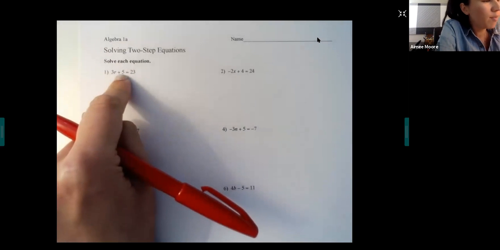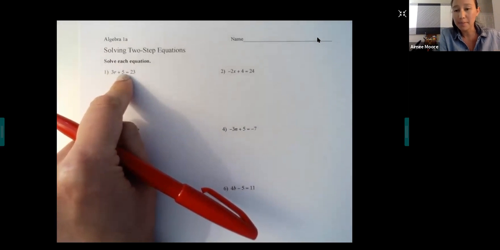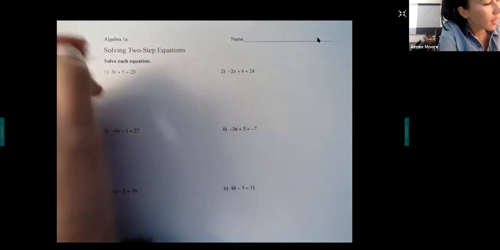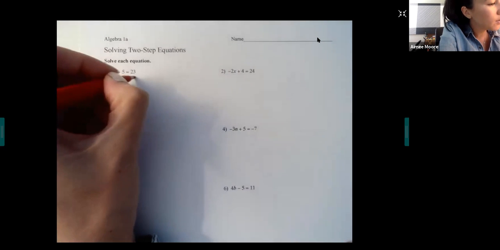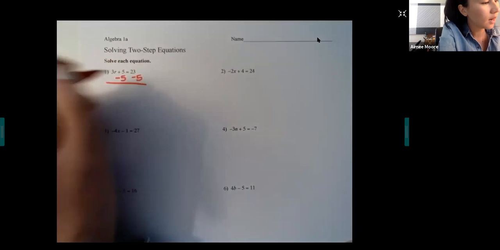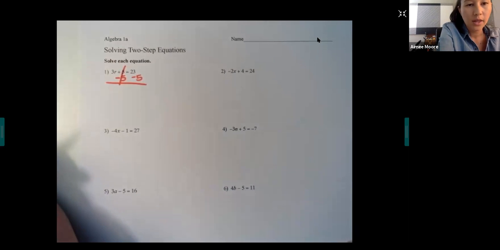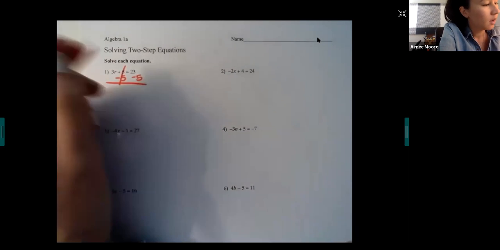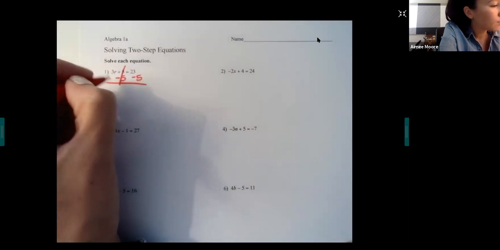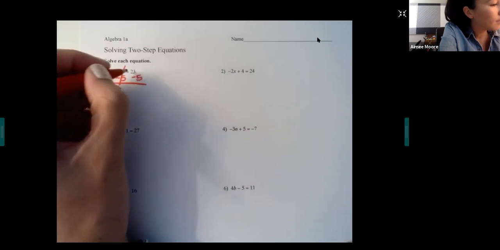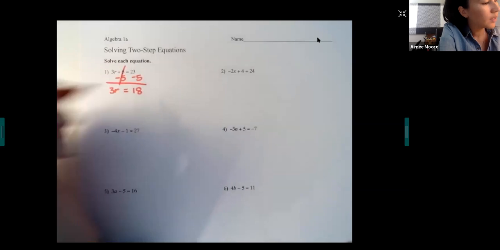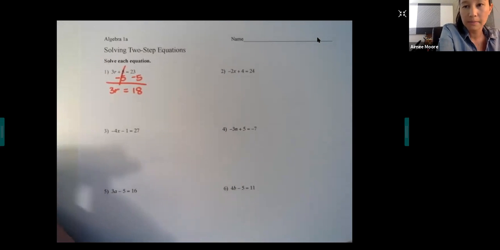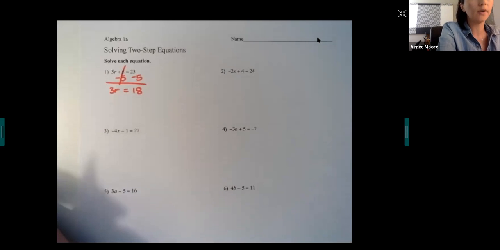So we need to get rid of positive 5. So remember, you always do the opposite. So if it's a positive 5, that means you subtract 5. And whatever you do to one side of your equation, you have to do to the other side of the equation. So then our 5s cancel out. We bring down what we have left, which is 3r on the left side equals 23 minus 5, which is 18 on the right side. Questions so far?